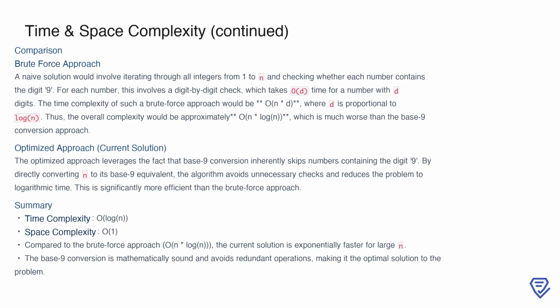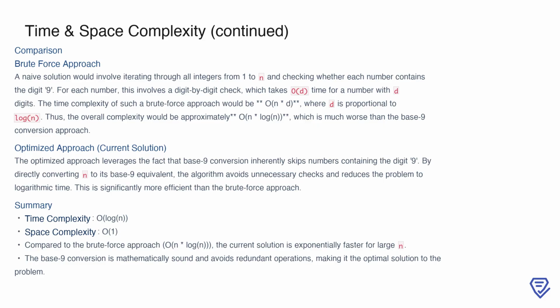To appreciate the efficiency of the current approach, let's compare it to a brute force solution. In a naive method, you would iterate through all integers from 1 to n and check each number to see if it contains the digit 9. For each number, this involves inspecting each digit, which takes O(d) time for a number with d digits. Since d is proportional to log n, the total time complexity for this method would be O(n * log n). This is significantly worse than the optimized approach. By contrast, the current solution leverages base 9 conversion, which skips numbers containing the digit 9 entirely. Instead of iterating through all numbers, we directly calculate the base 9 equivalent, reducing the number of operations to a logarithmic scale.